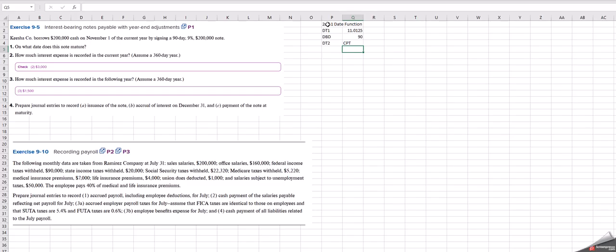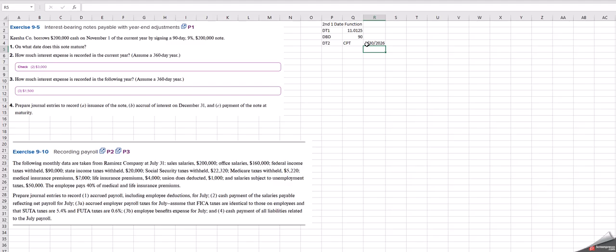So if I do that on my calculator, again, second menu, number 1, 11.0125, push enter, arrow down twice to get to the days between the dates, 90, push enter, arrow back up to date 2, and then push compute. So it's going to be due on January 30th of 2026.